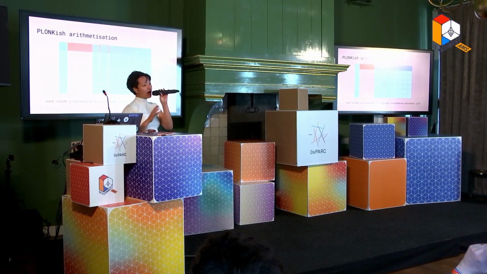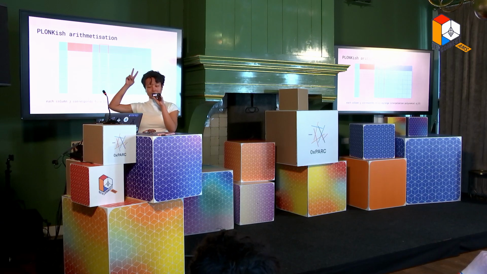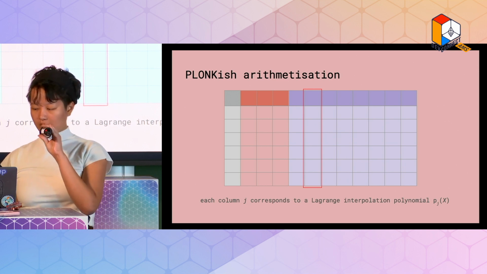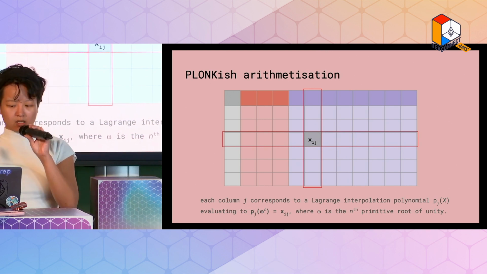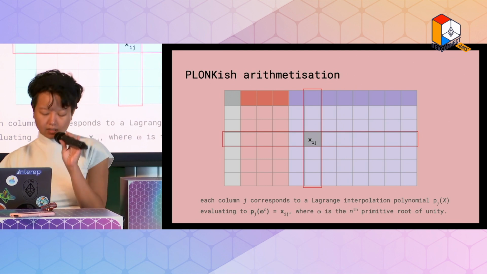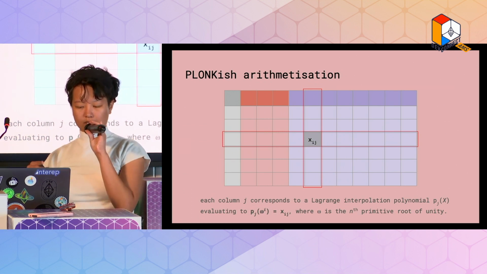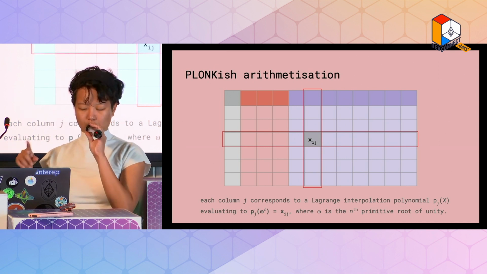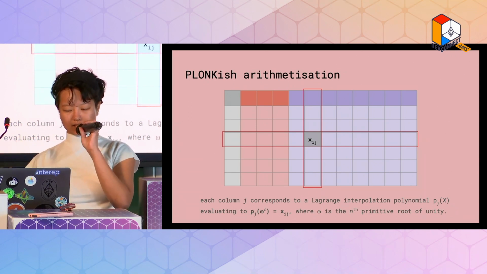Now, what do the rows and columns represent in this matrix? Each column maps to a polynomial, a Lagrange interpolation polynomial, that interpolates to the value assigned at the cell when evaluated at the point omega to the i. So omega here is the primitive nth root of unity in your evaluation domain. And so each column polynomial evaluates to the cell value f(x)ij when evaluated at omega to the i.